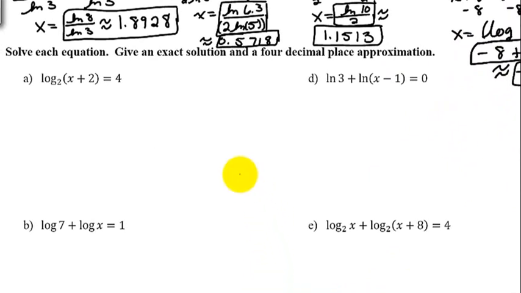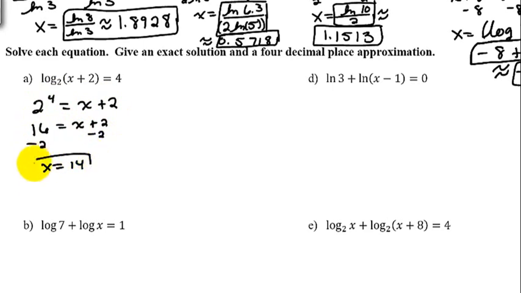In our next set of examples, we're going to solve the equations. This time they're log equations. Again, we want to give a 4 decimal place approximation and an exact solution. So in this one, we have log base 2 of x plus 2 equals 4. When you have a log equation, you want to rewrite it in exponential form. So this would be 2, remember logs are equal to the exponent, so it's going to be 2 this base raised to the 4th power equals x plus 2. Well, 2 to the 4th is 16, so we have 16 equals x plus 2, and then subtracting 2 gives us x. X is equal to 14.